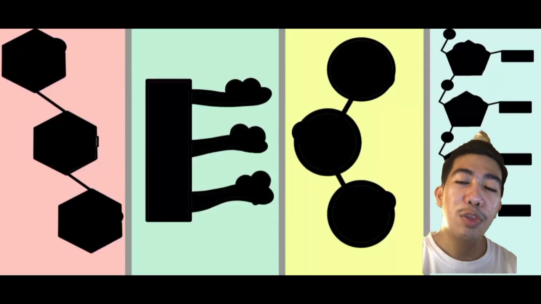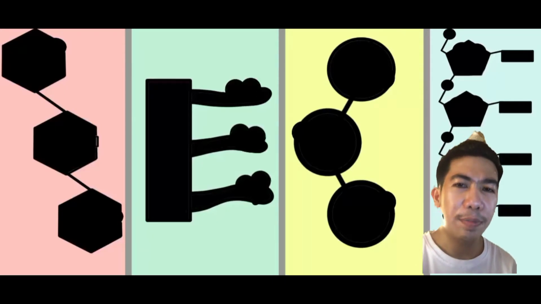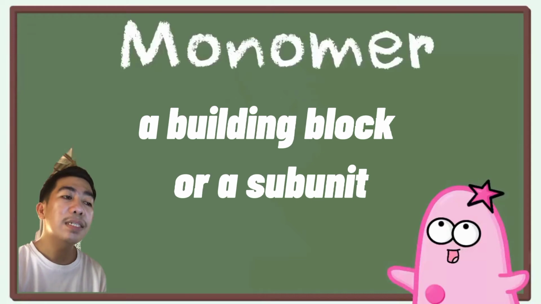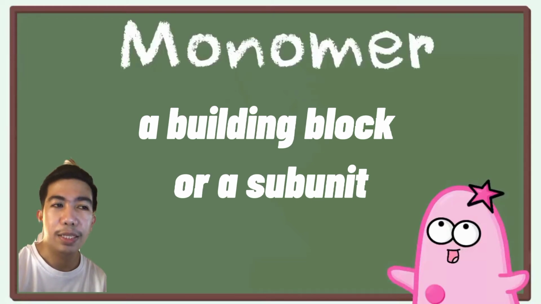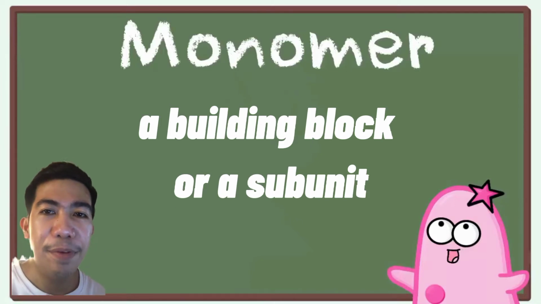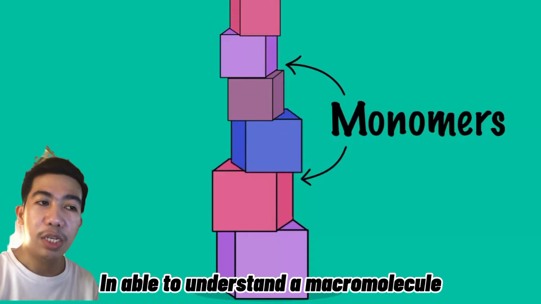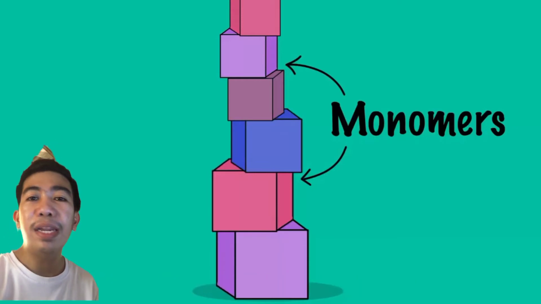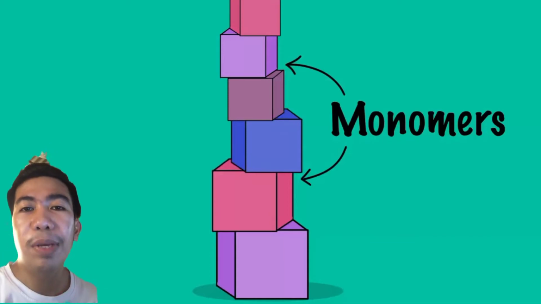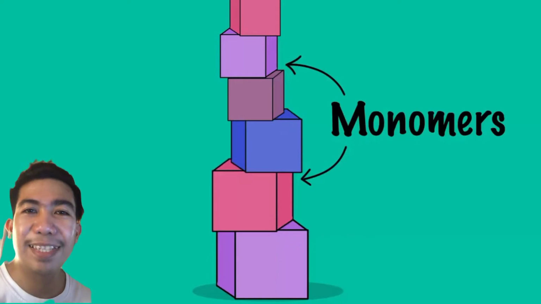But before we dig into more detailed information, we must first know what a monomer is. A monomer is a building block or a subunit. A large molecule is composed of monomers. Without monomers, no molecule will be formed. To understand macromolecules, we need to understand monomers, because macromolecules are made up of monomers. So let me introduce the 4 macromolecules and share a little information about each.